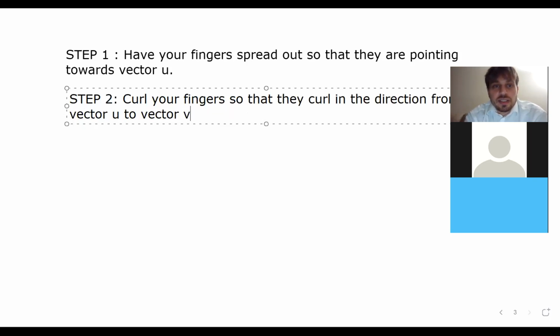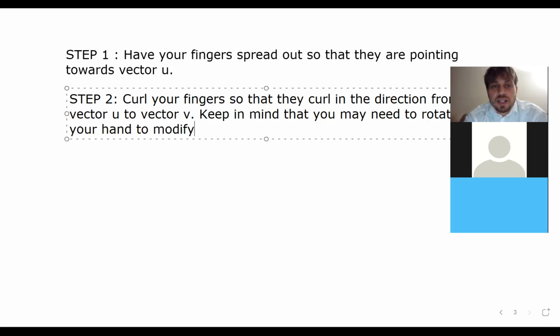Okay, so keep in mind that you may need to rotate your hand to modify where it was at the end of step one. Okay, so step one, you have your fingers pointed in the direction of U, and then you want to curl your fingers in the direction from U to V.